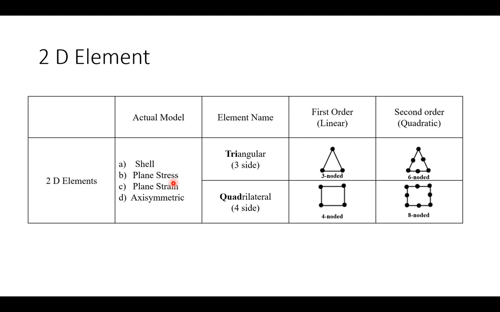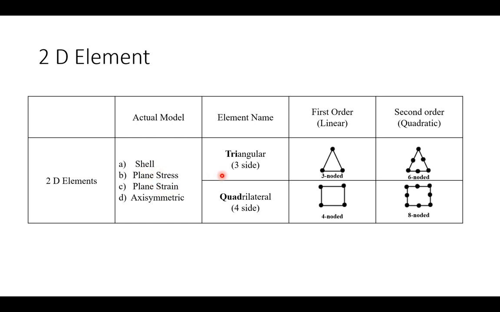For 2D elements, you can have shell element, plane stress, plane strain, axisymmetric. In reality, everything is 3D. So whenever we talk about 2D, it means that we are having an assumption. And whenever you use the word 2D, you need to make sure that you're expressing what kind of assumption you're having. Are you assuming 2D strain or 2D stresses, or your model is axisymmetric? So just saying that I use a 2D model is not sufficient. You need to determine what category it is.